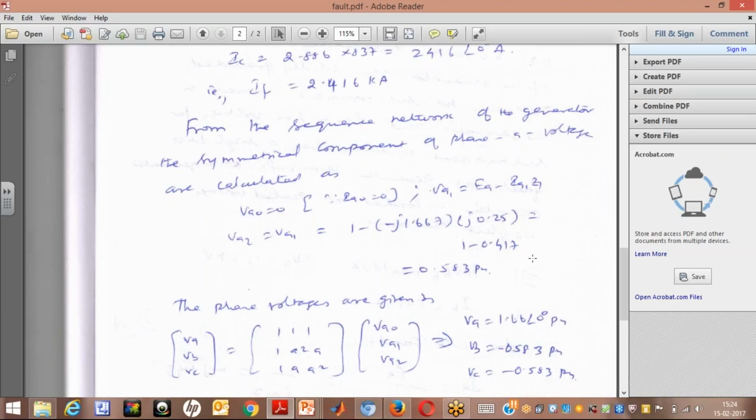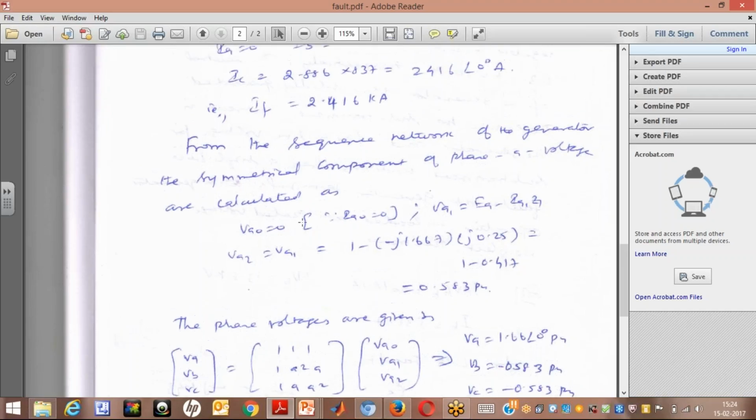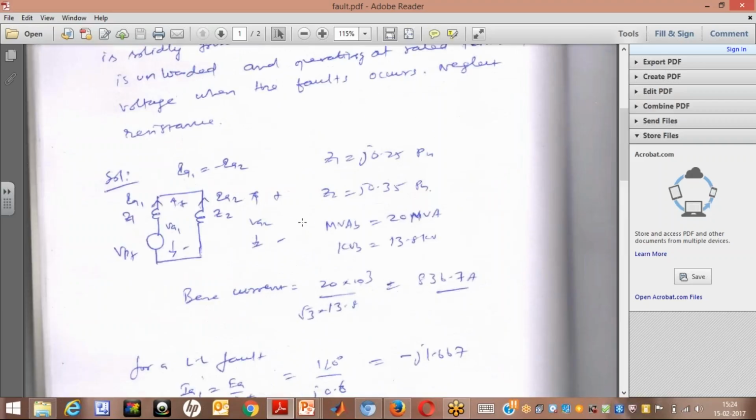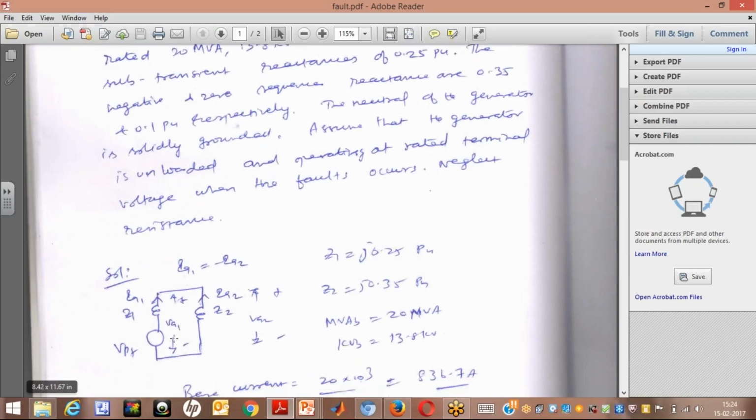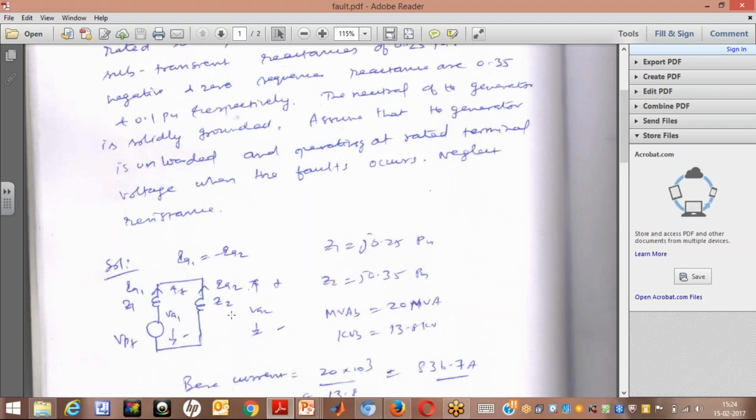In order to calculate that, we need to calculate the sequence voltages. So what are those sequence voltages? Here we have already discussed in the parallel combination. VA1 is the positive sequence terminal voltage. VA2 is the negative sequence voltage, where VA1 is nothing but VPF, pre-fault voltage minus IA1 Z1, and VA2 is nothing but IA2 Z2. Clear?